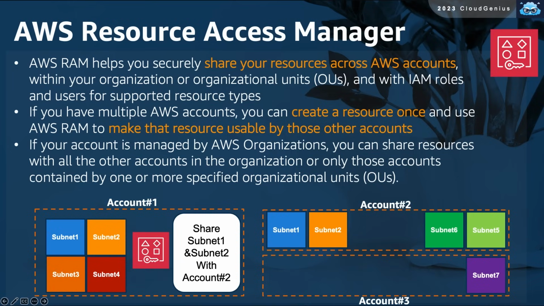The service provides a centralized dashboard where you can manage and view shared resources across multiple accounts, making it easy to monitor resource sharing and access permissions. The service allows you to share resources with AWS organizations, organizational units, and individual AWS accounts, providing flexible control over resource access. You can share resources both within your organization and externally with other AWS accounts, streamlining collaboration and resource utilization.